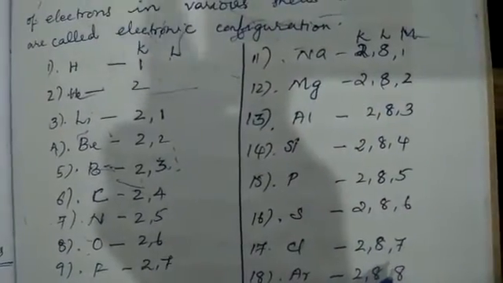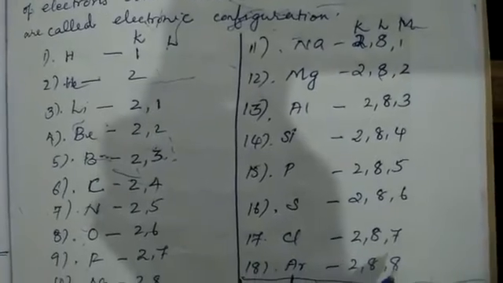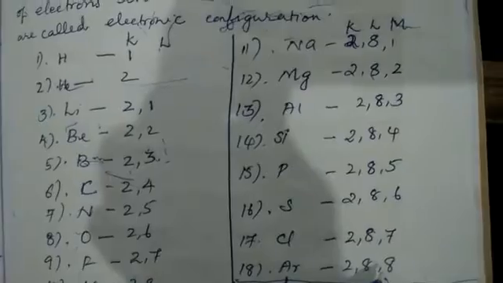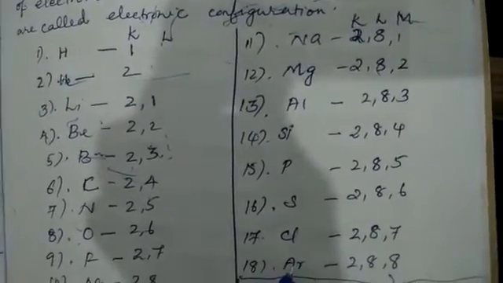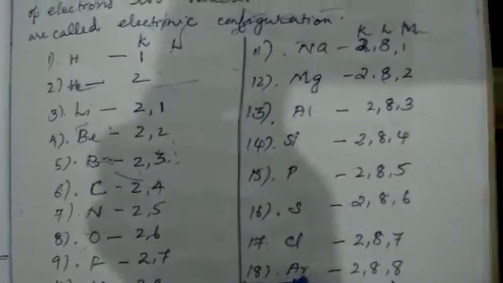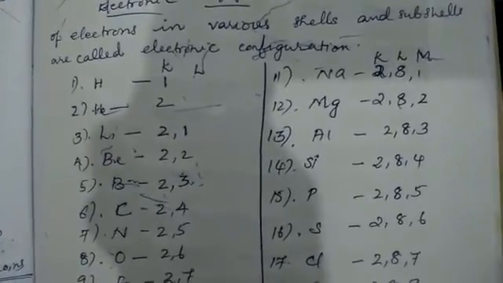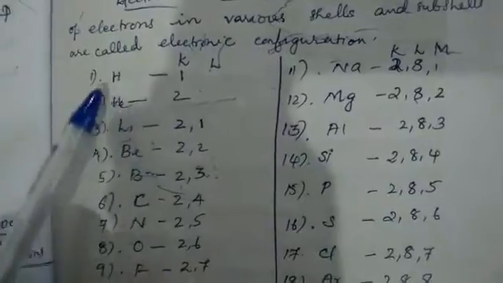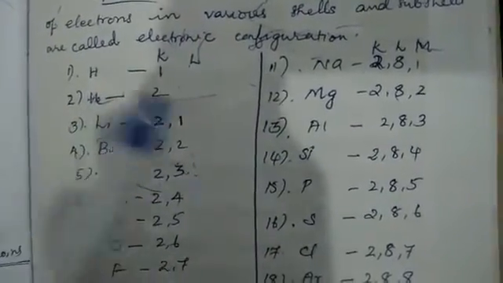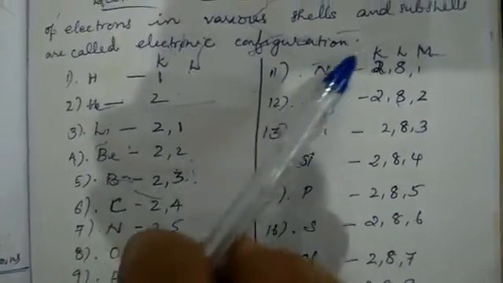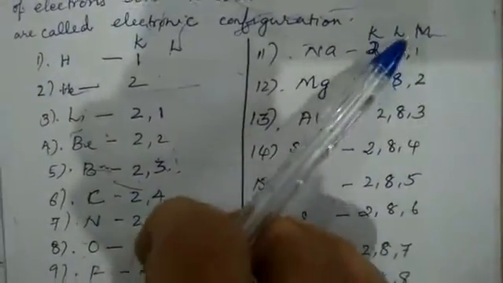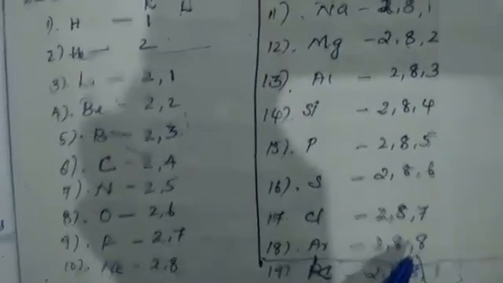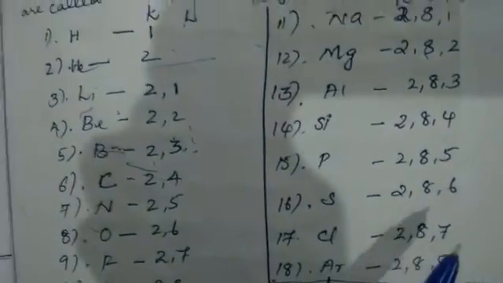So the third shell, M shell, can accommodate maximum 8 electrons. So that shell is completely filled. This is the electronic configuration up to argon. Is it clear or not? Then I will give you this one in the notebook. As the number of electrons increases, the number of subshells and shells are also increasing here. That is, M shell can accommodate maximum 8 electrons. Is it clear? Okay, thank you.